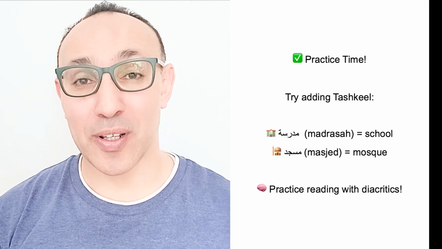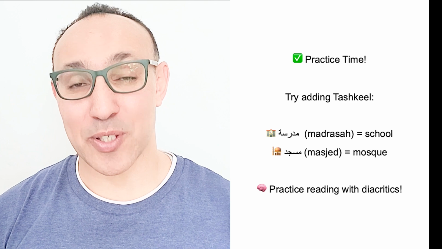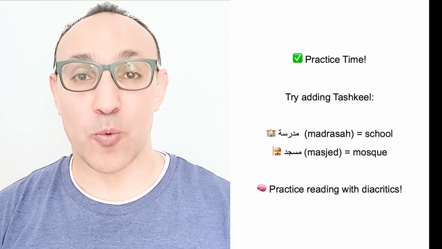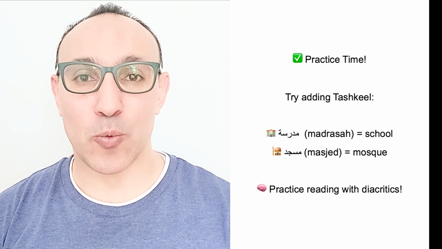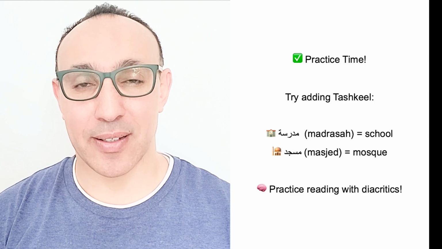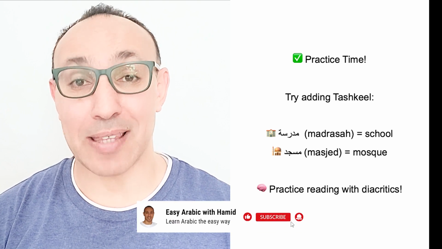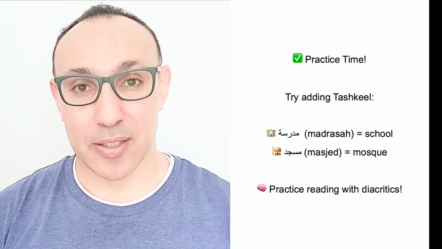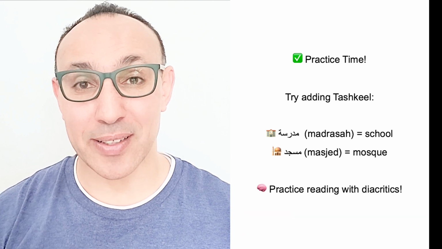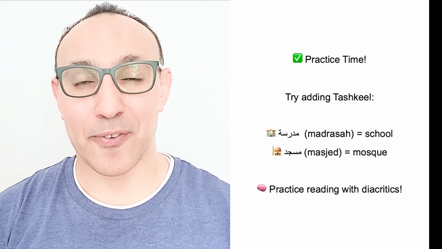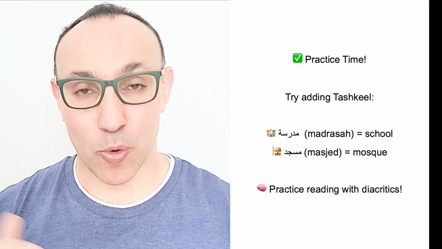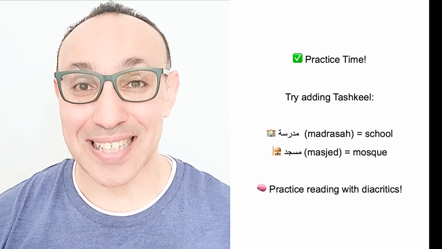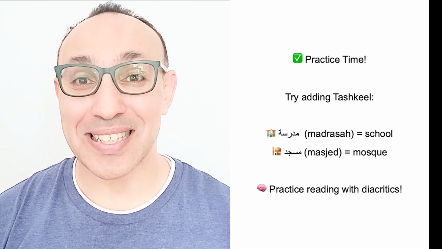Let's have a small practice, a small exercise. We have these two words: madrasa and masjid. Madrasa, which means school, and masjid, which means a mosque. Try to put the movement symbols above both words. So it's pronounced exactly like this: madrasa and masjid.